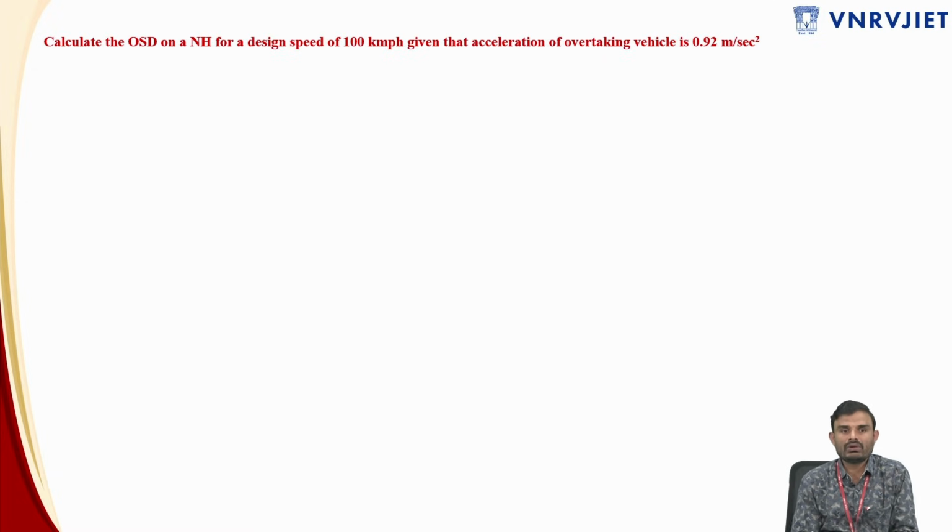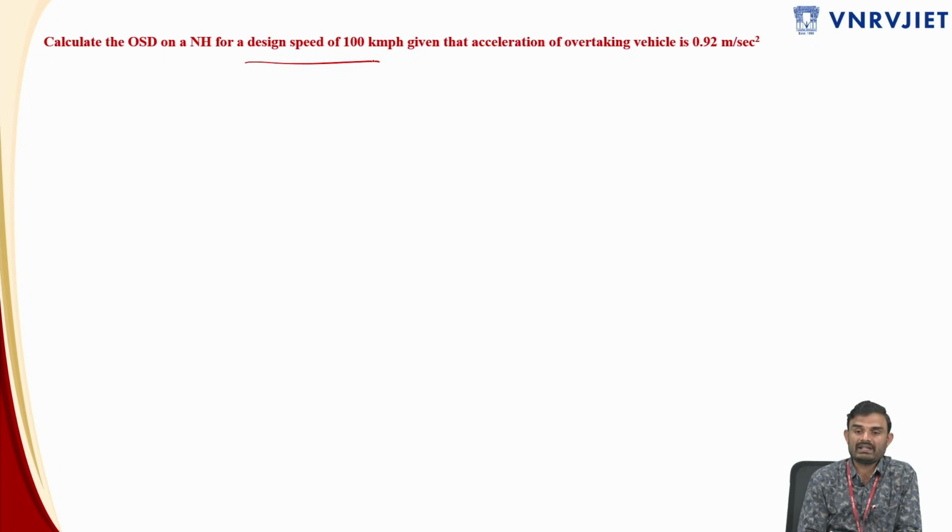Now we look into this small problem. Calculate the OSD on a national highway for a design speed of 100 kmph, given that the acceleration of the overtaking vehicle is 0.92 meters per second square. Here only one speed is given, and that speed is the default.